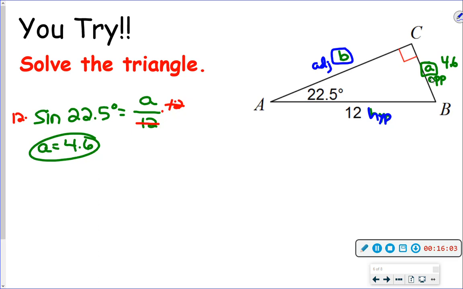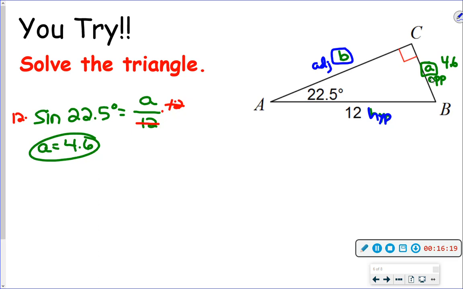Nathan? Wait, why did you use sine on that one? Because I needed the opposite side, and they gave you the hypotenuse. Oh, I was using the other side as the hypotenuse. Never mind. Oh, gotcha.